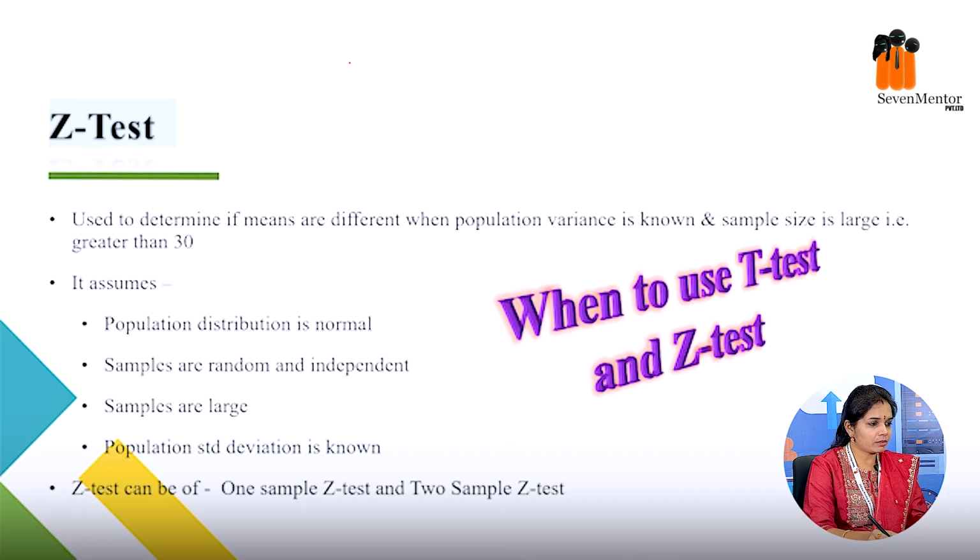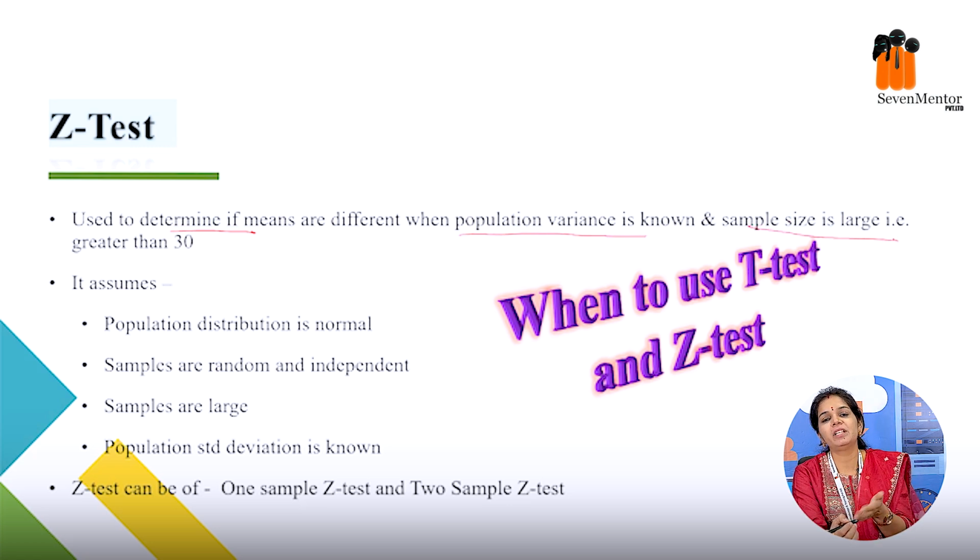Z-test. It also assumes a normal distribution. Population distribution is normal. It is used to determine when the population variance is known and the sample size is greater than 30, a larger number. So the assumptions are: population distribution is normal, samples are random and independent, sample size is large, and population standard deviation is known in this case.